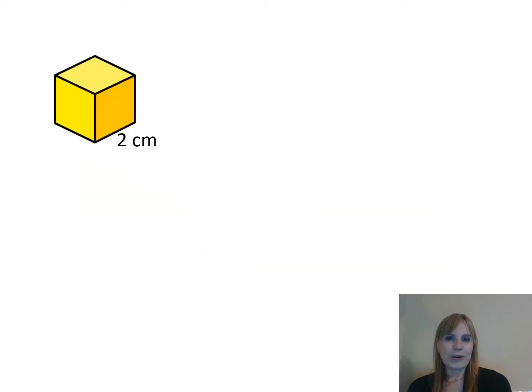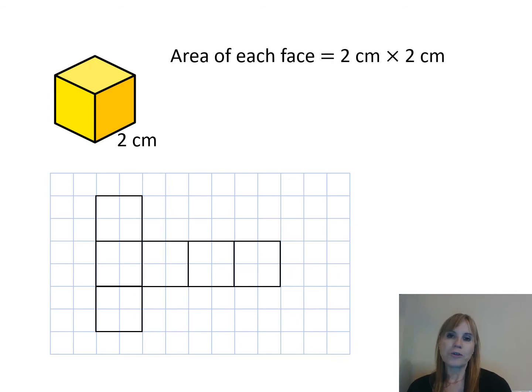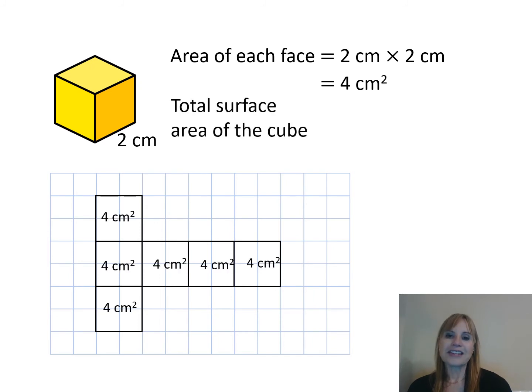Here's a cube with each side being 2 centimetres. If I look at it as a net, I can see there are 6 sides. So the area of each individual side would be 2 by 2, which is 4 centimetres squared. Now because there are 6 identical sides, I can just multiply that by 6 to give me the total surface area of 24 centimetres squared.